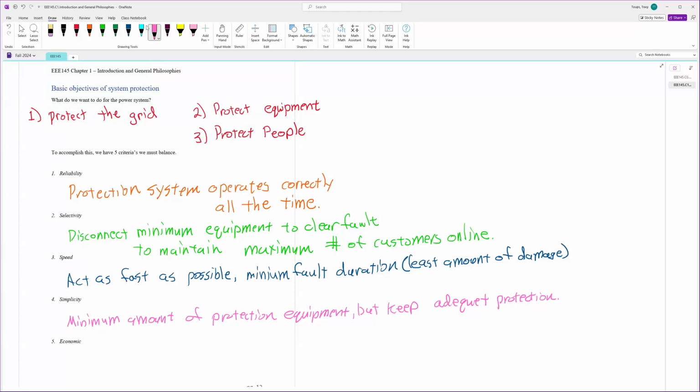And then that kind of dovetails into economics. If we keep the system simple with a minimum amount of equipment, we can maximize, or let's say minimize the cost, right? Because no one wants to spend money, not more than they need to. Minimize the cost for adequate protection. I kind of wrote that funky. Let me try that.